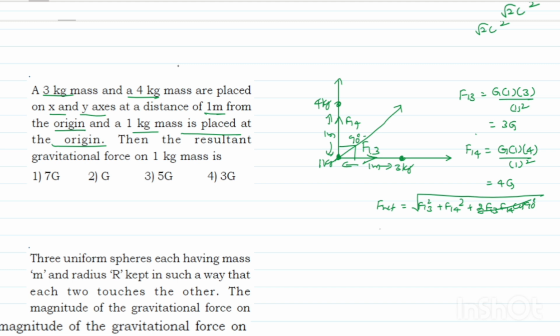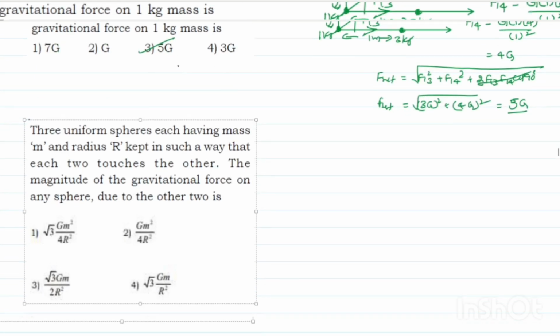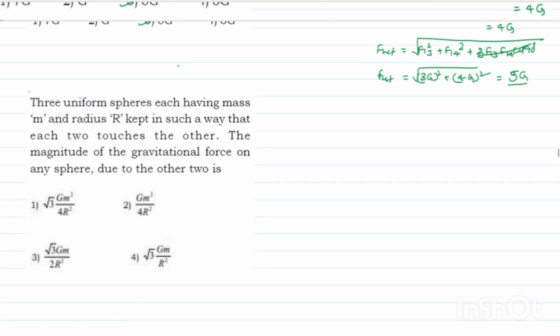Cos 90 value will be 0, so F net is equal to the square root of 3G whole square plus 4G whole square. The summation gives 5G. So 5G is the correct answer. Let us see the next question, students.